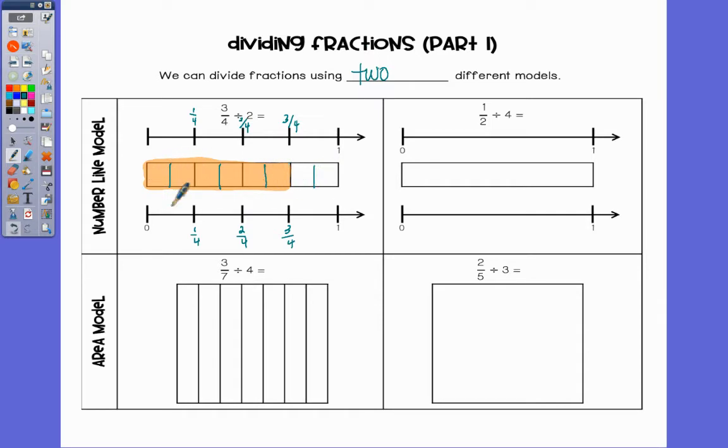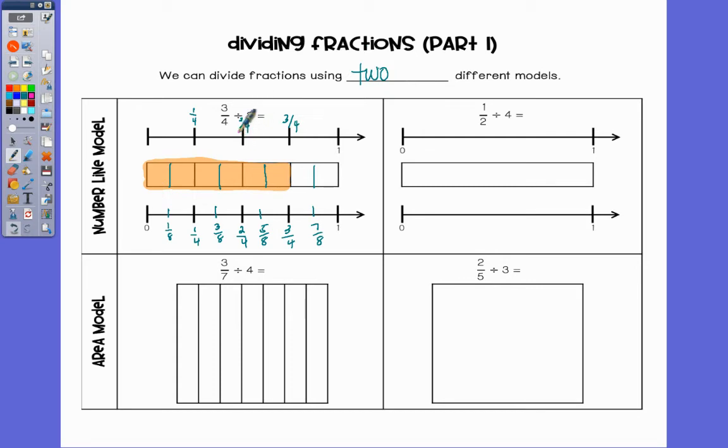And so now my number line will look like this: 1/8, 1/4, which is 2/8, 3/8, 2/4, which is 4/8, 5/8, 6/8, which is 3/4, and then 7/8. Now I need to divide this by 2.